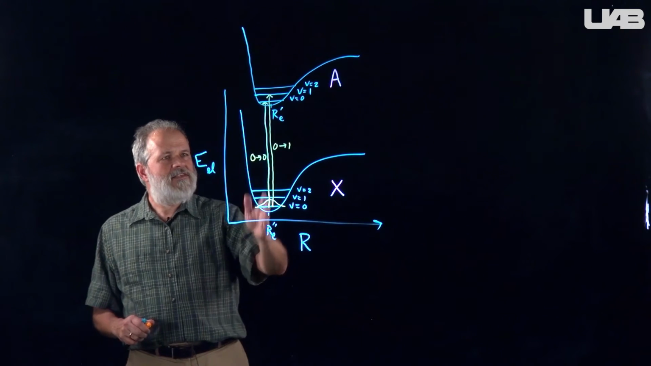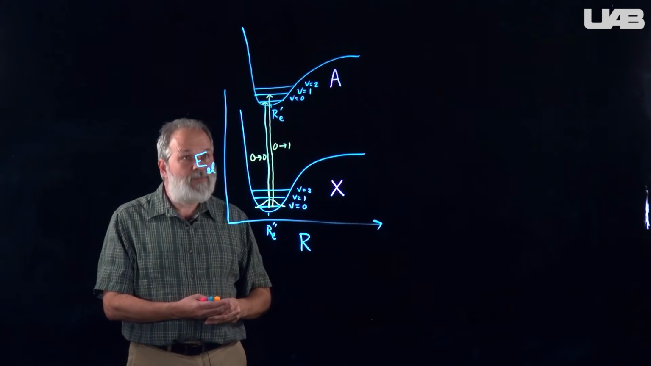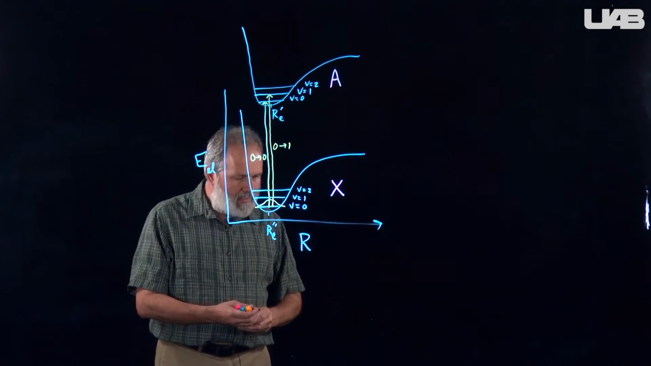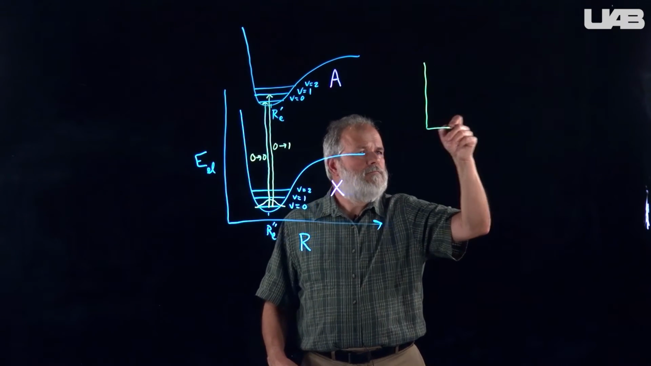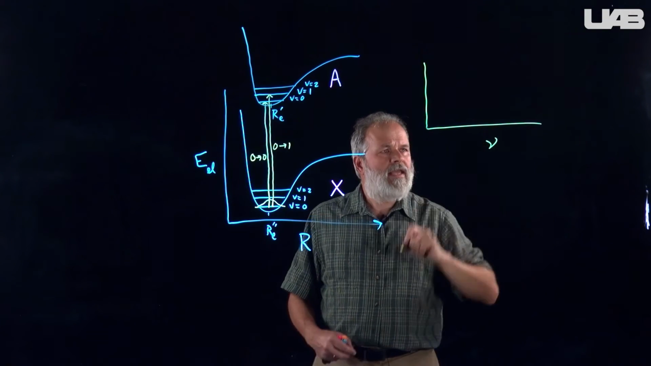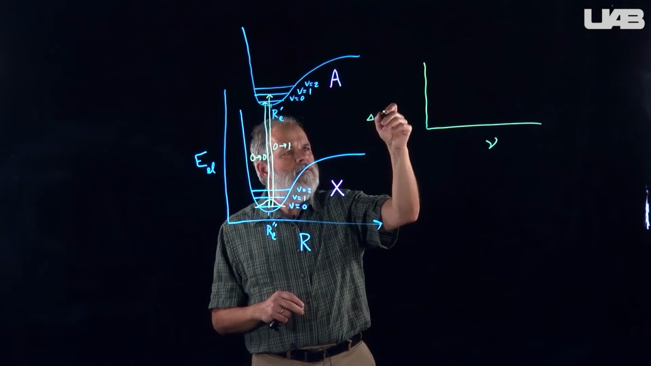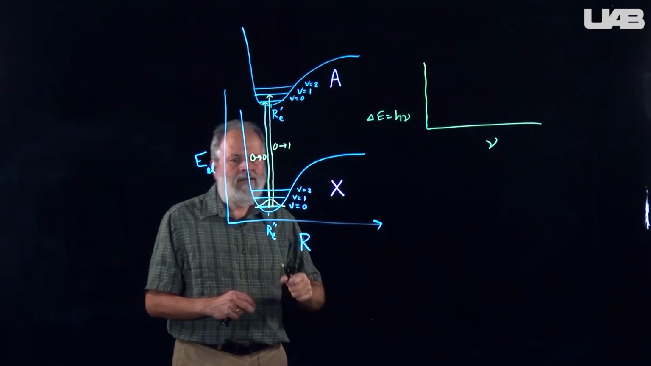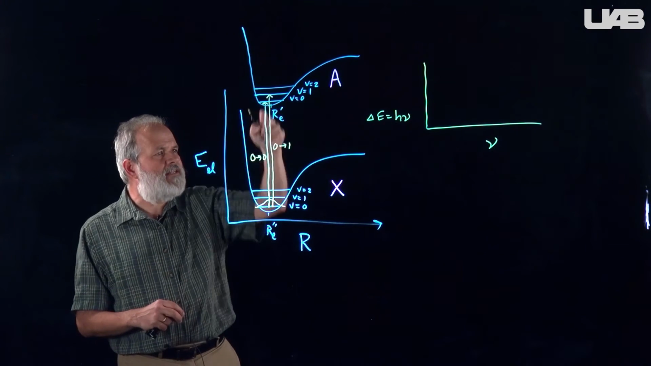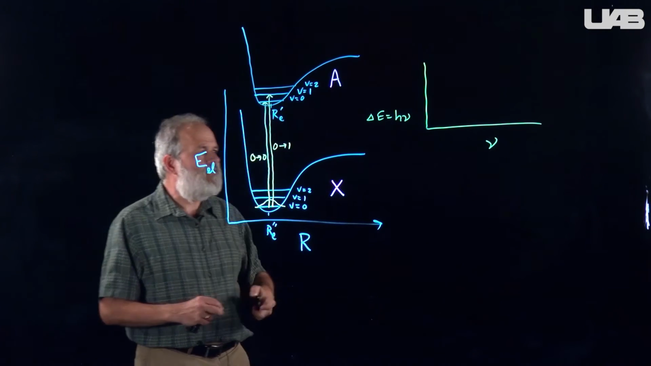So what you'll see is a series of peaks like this. And so now I'm going to draw the spectrum, what you would observe in an experiment. Okay, so you would look at the frequency of the photon, where the frequency of the photon, when you multiply by h, is equal to the energy difference between this energy level and this energy level.